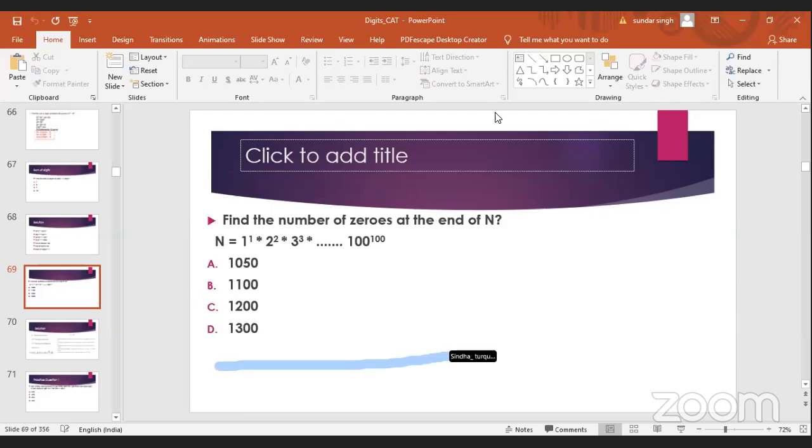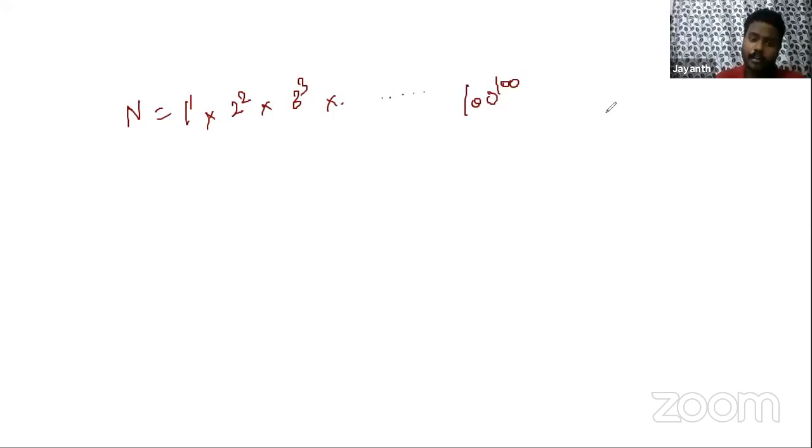Please don't go with options. Please take your time, because coming out with an answer is important, and how accurately you come out with it is very, very important. The question is, if n is equal to 1 power 1 into 2 power 2 into 3 power 3 up to 100 power 100, how many trailing zeros do you have in this expression?